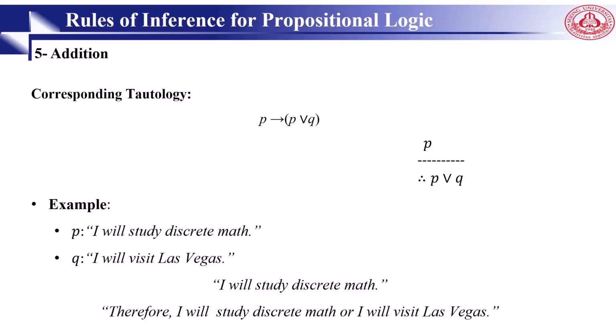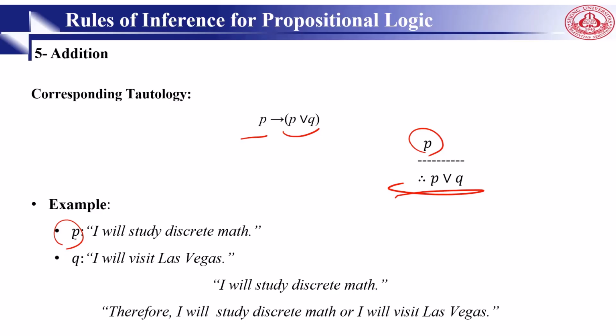Addition is the fifth rule of inference that we are going to study for propositional logic. The corresponding tautology is P implies P or Q. It means P implies P or Q. Very easy, right? From P, we can conclude P or Q.